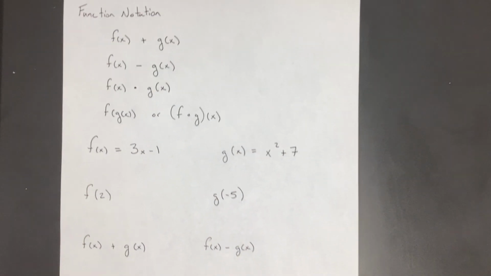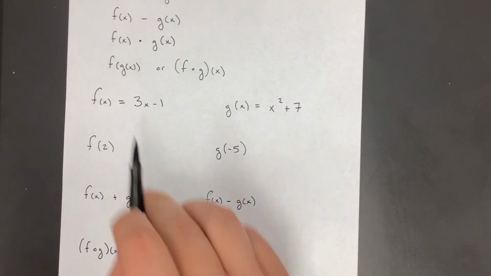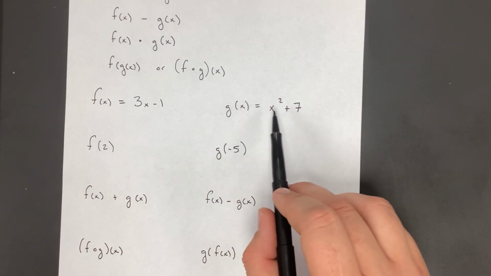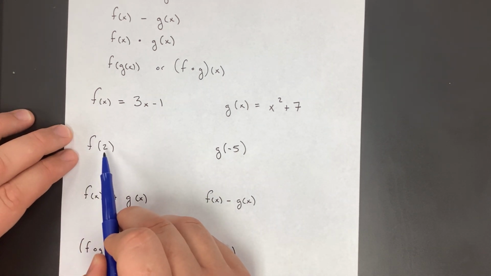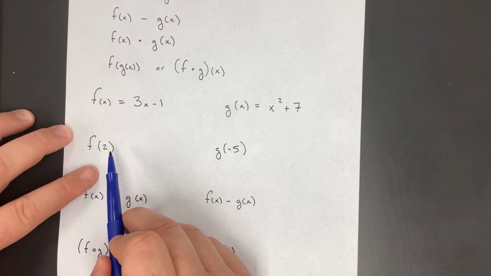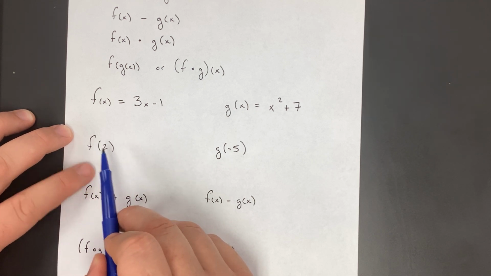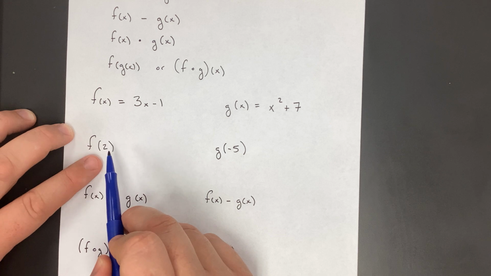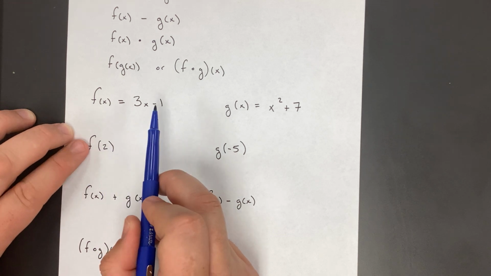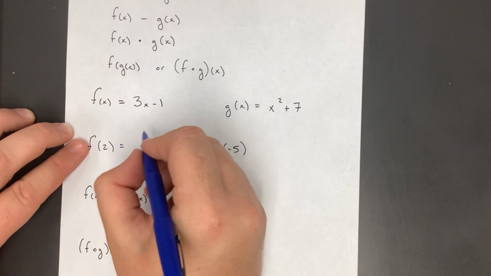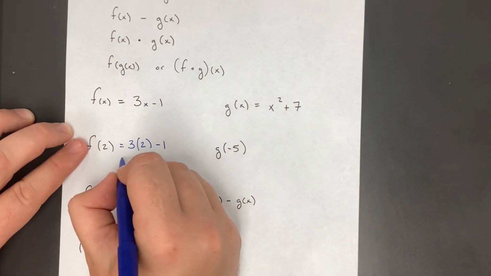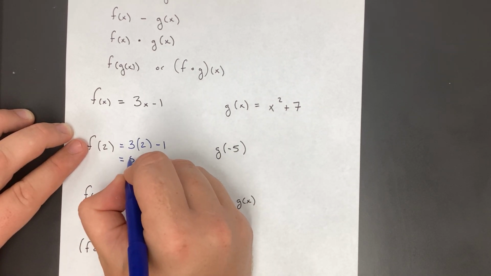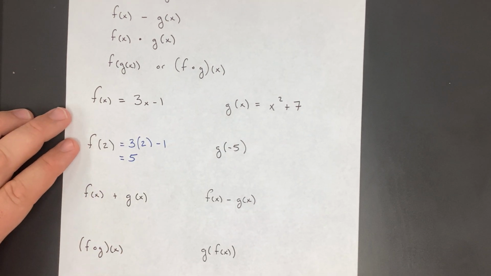Okay, so a couple examples. We're given an f of x function, 3x minus 1, and a g of x function, x squared plus 7, and we're going to go through the different examples. So we have f of 2. This is not saying f times 2, this is saying the f function where 2 is our input. So I'm going to plug in 2 for x, so that would be 3 times 2, and wherever I see an x, I'm going to plug in a 2, and that would be 6 minus 1, or 5.